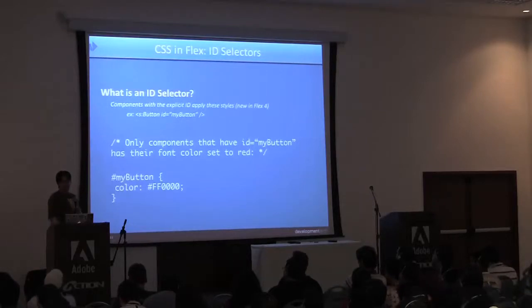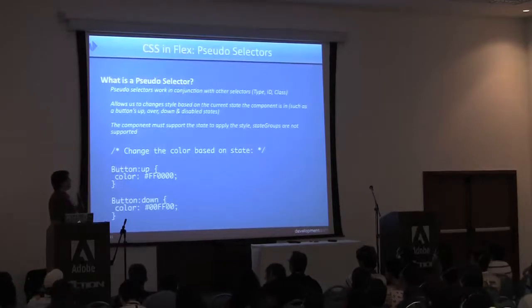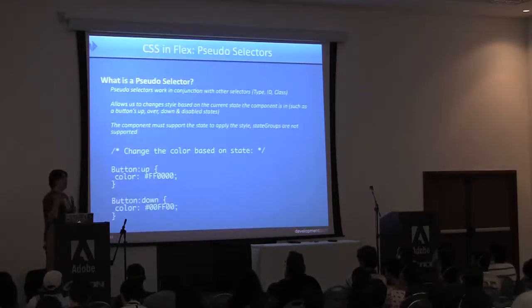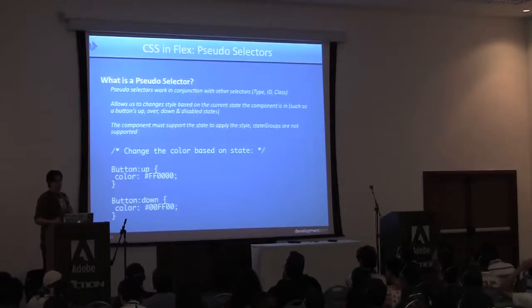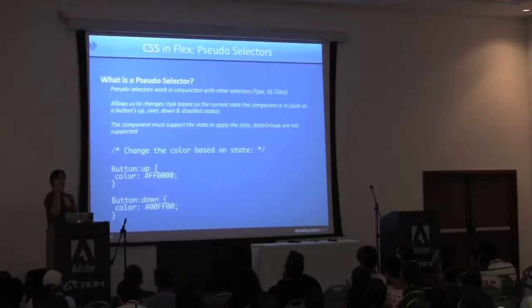And then finally, we have this new syntax called pseudo selectors. Pseudo selectors work in combination with our previous selectors. You use them with type selectors, class selectors, ID selectors. What this allows us to do is change our CSS based on the component state. For those of you who are not familiar with state, take a button. A button has four states: the over state, the up state, the down state, and the disabled state.